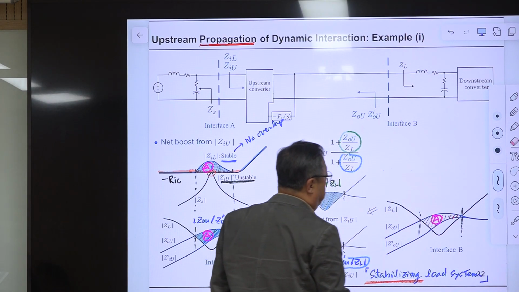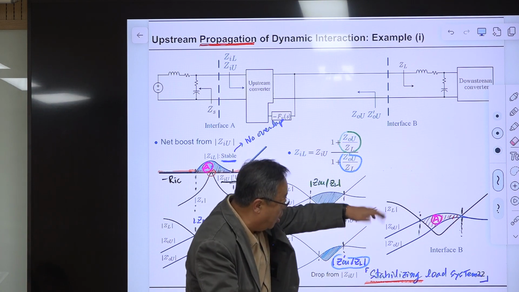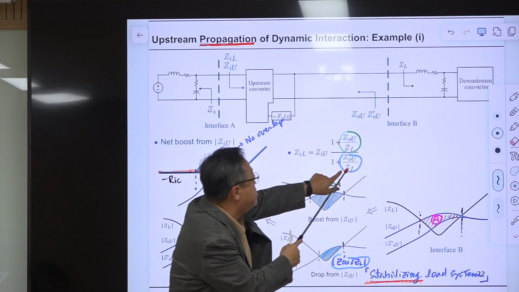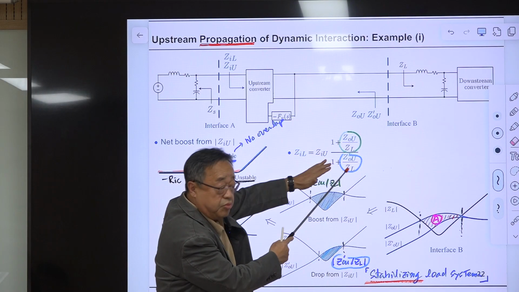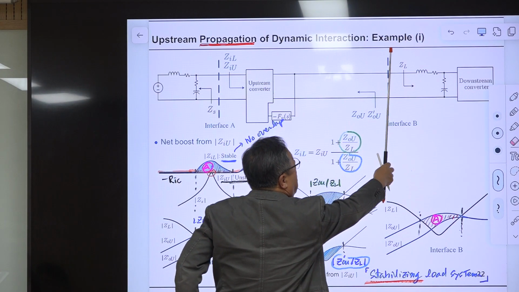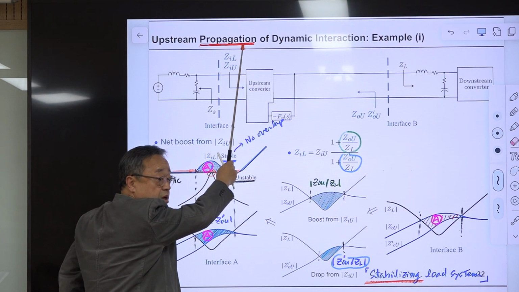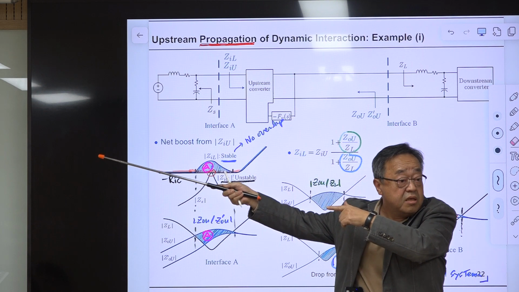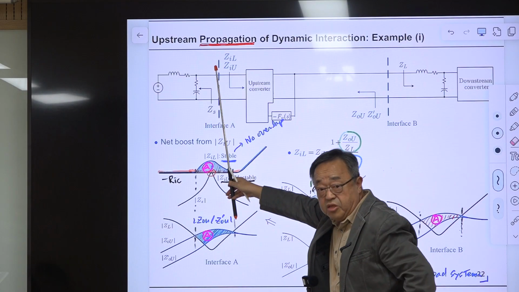And there is another comparison, GL and GOU prime. This small one, I didn't shade this part. This part is playing a role, but it is in the denominator, so it reduces the magnitude. So this is the subsystem interaction at this point, and that affects the subsystem interaction at this point. Dynamic interaction here propagates to the upstream side. So interaction at interface B affects interaction at interface A.